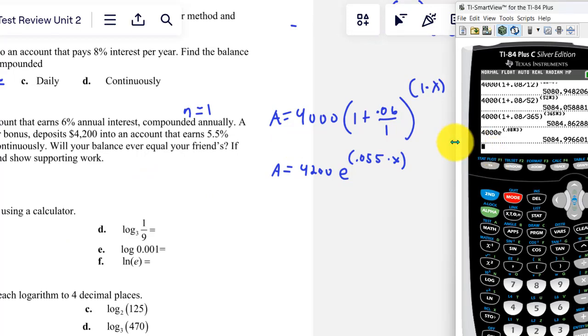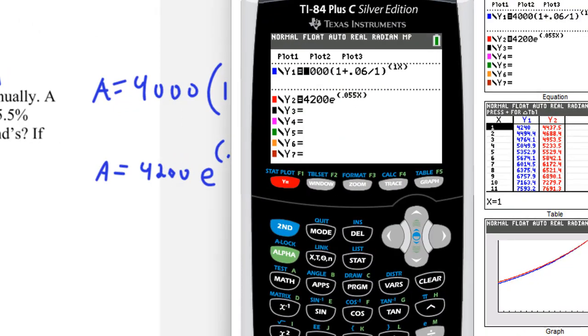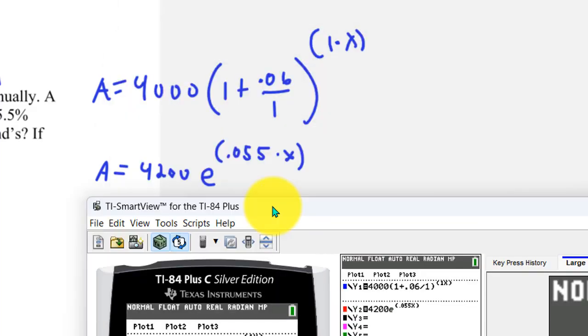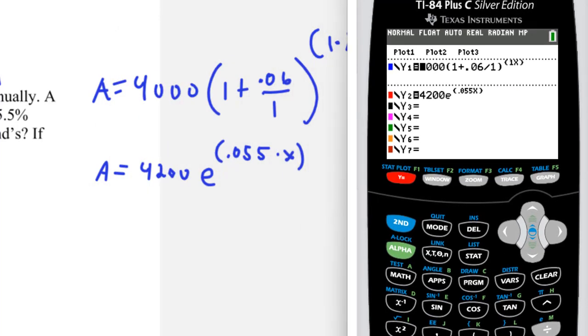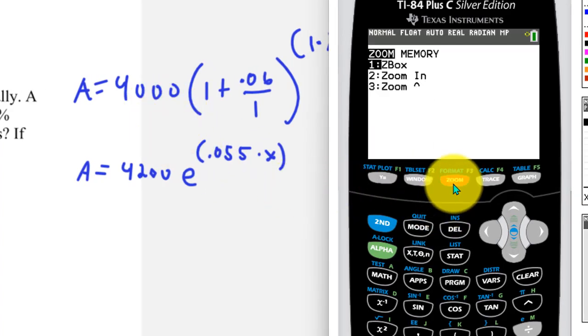So after I enter the two equations into my y equals, I get something that looks like this. I wrote 1x, but you could just write x. I wrote 0.055x for the second equation, right? So this looks like the equations I wrote. Now my window is going to be tricky because we're starting at 4,000 and we're going to keep going up until there's an intersection. So I don't know how many thousands of dollars that's going to take.